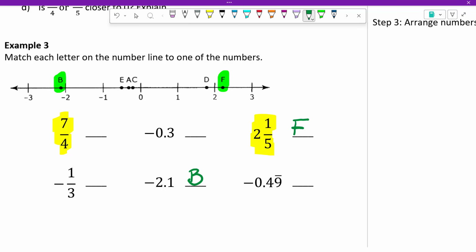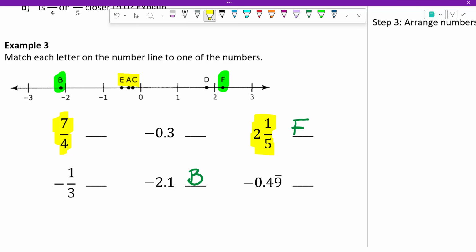Done. All right? So now E, A, C, that's going to be the hardest to do. We have 3 numbers cramped into a tiny space. So that means they're very similar in value. So let's do a process of elimination. We have 4 numbers left. Let's get rid of D first.